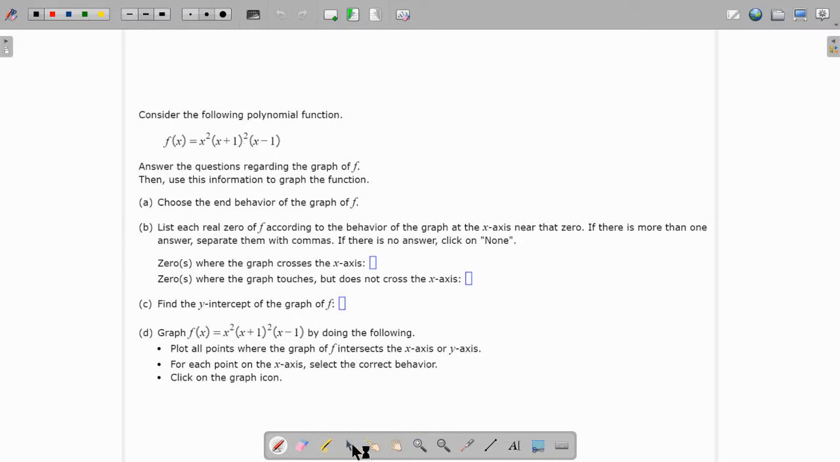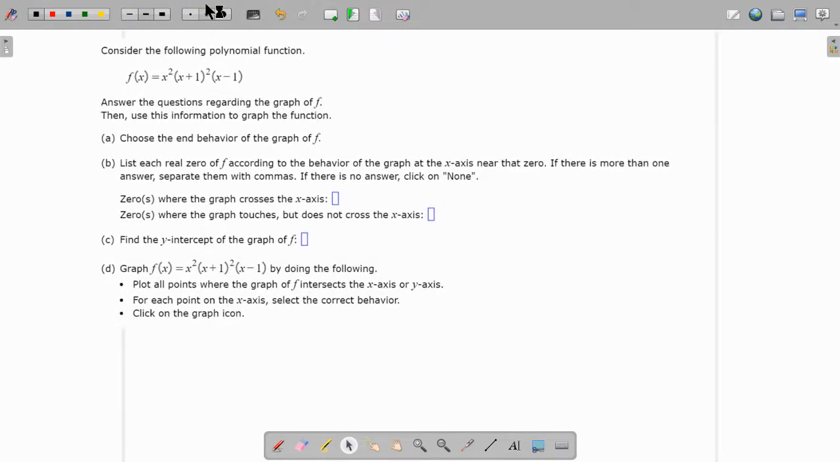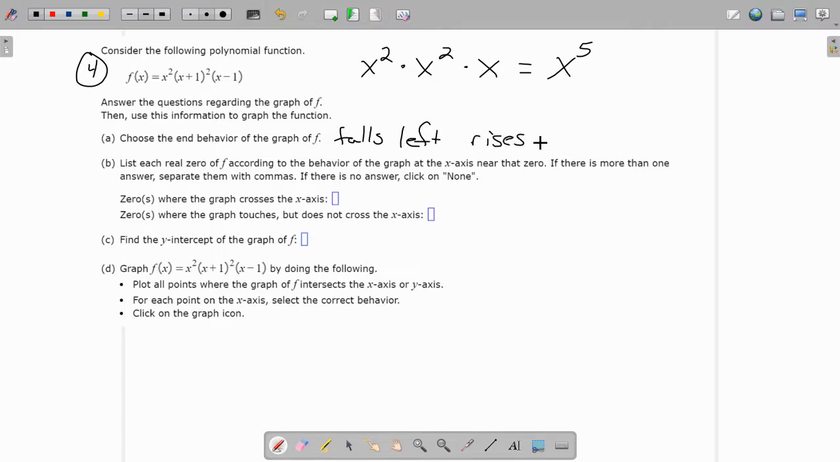Okay. I think this is the last. Yeah, this is the last one. This was a tougher section. Okay, so our end behavior, we have x squared. Remember, we cross out the plus 1, we have another x squared, and we cross out the minus 1, we have an x. So we end up with x to the 2, 4, and 1 is 5. X to the 5th. So this it's odd positive, so it falls left and rises right. And that's from a prior video.